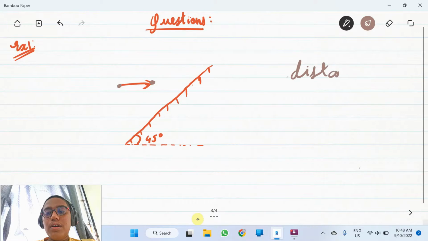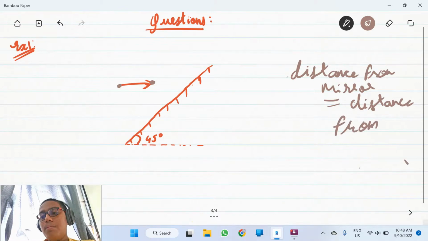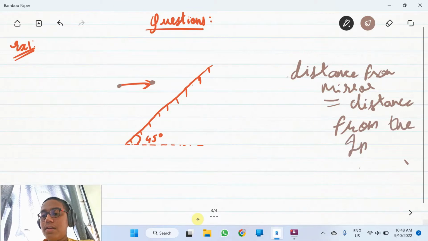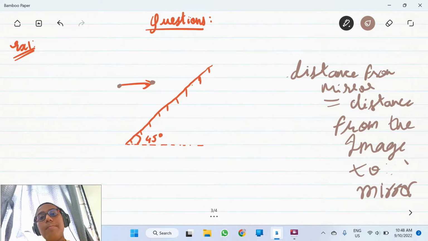Now we know, first let's write it down. Distance from mirror equals distance from the image. Okay, so what I am telling is distance of object from the mirror equals distance of image from the mirror.